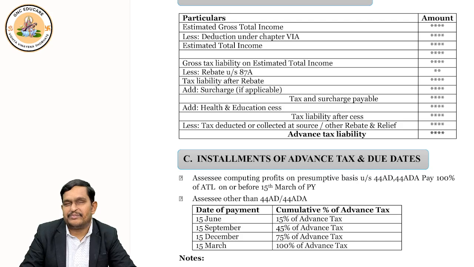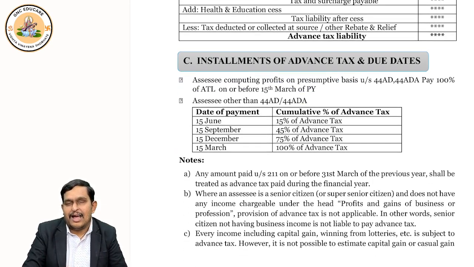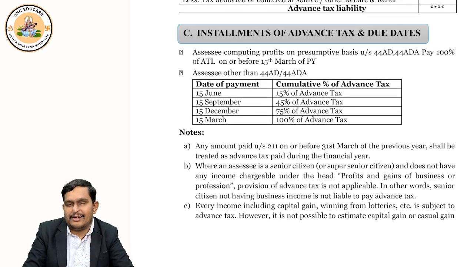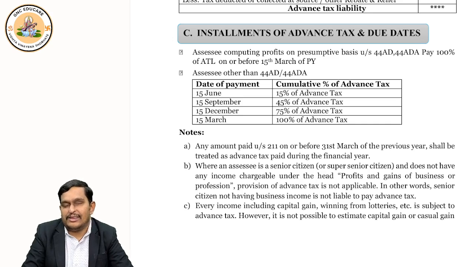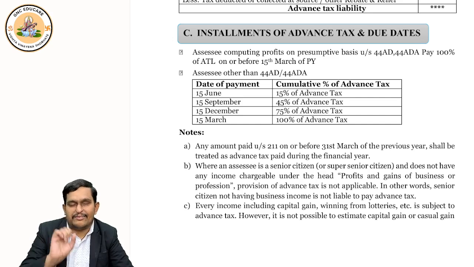When are you supposed to pay then? Okay, we understood how to compute advance tax. But when to pay? So are you an assessee covered under section 44AD or 44ADA? Are you filing the returns under presumptive taxation under 44AD, 44ADA? We already discussed this in the PGBP chapter, correct? Then you have to pay advance tax in one installment only, that too on 15th March of the previous year. So your previous year is 2024-25, so obviously 15th March 2025. Pay your entire 100% of the advance tax by 15th March 2025.